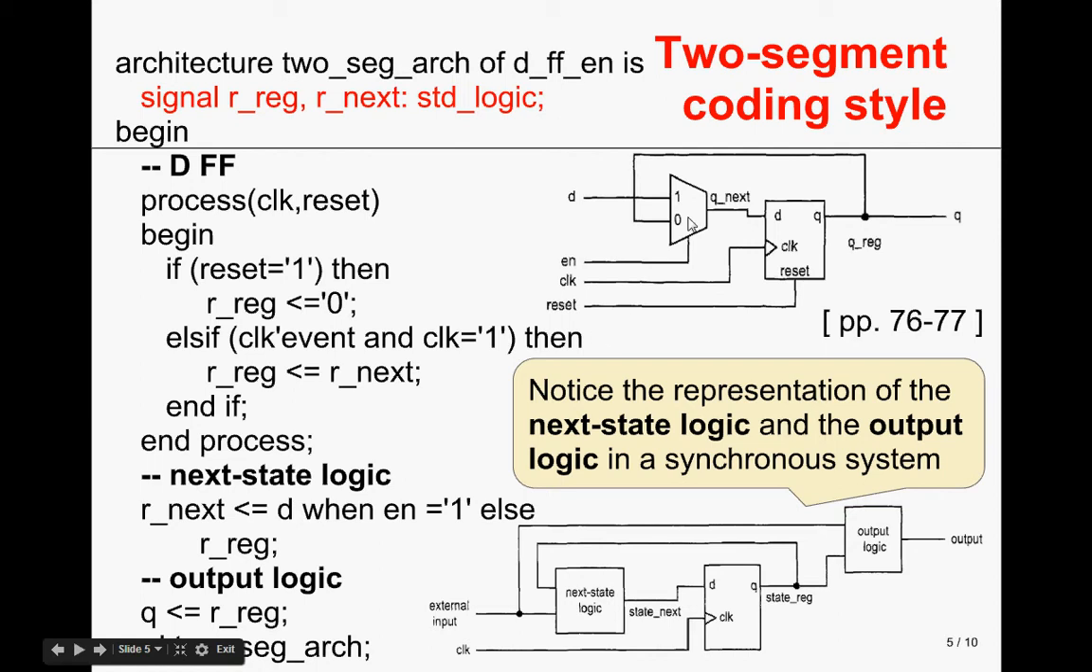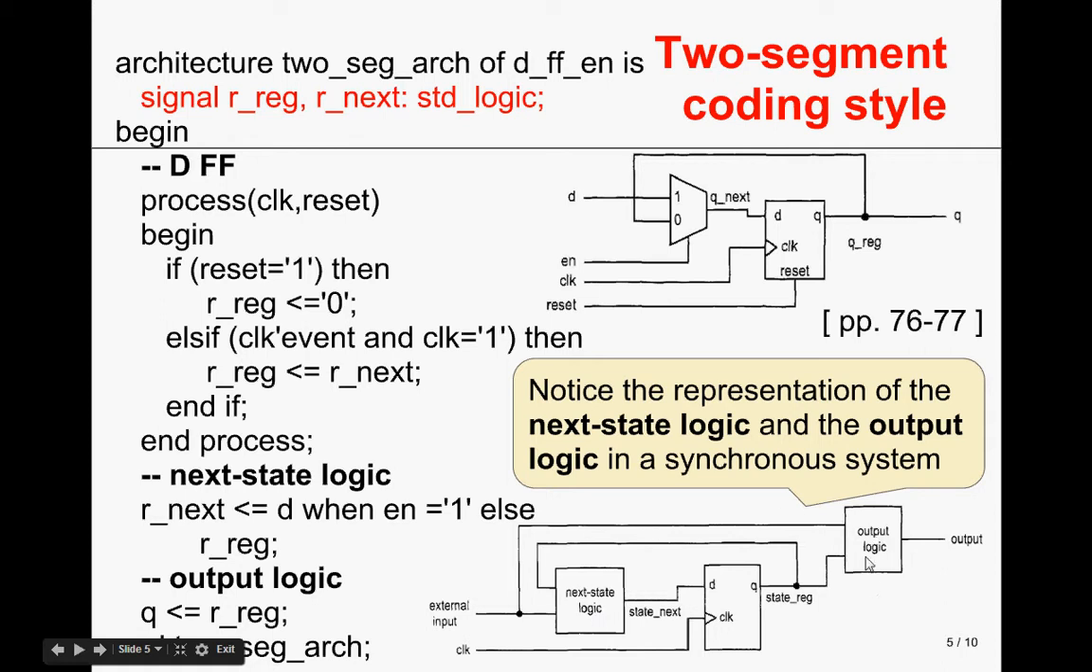Now the next state logic, in this case, corresponds to the multiplexer and the simple flip-flop that we are considering. So in this case the next state logic is described as r_next takes the value of d when enable is at 1, else it will take the current value. So actually this is a concurrent statement, of the conditional signal assignment type, and it corresponds to the next state logic block.